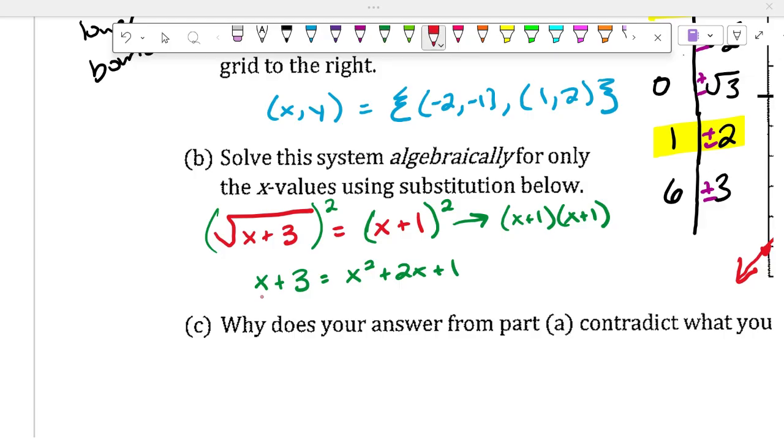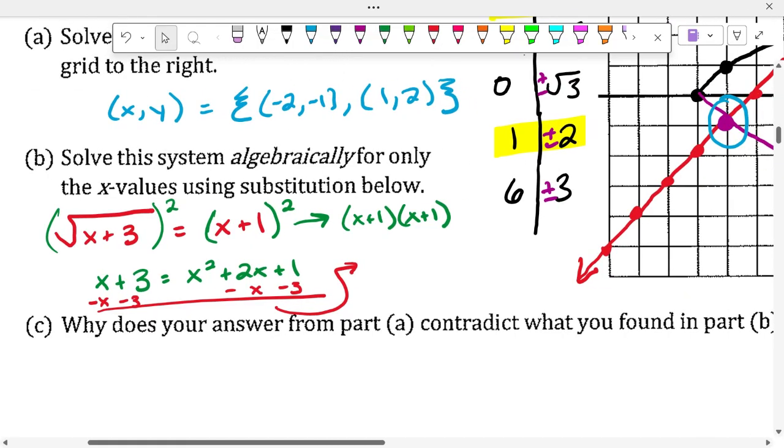Then we would subtract the x and the 3 from both sides, because we got to get one side equal to 0. So this would be 0 is equal to x squared plus x minus 2.